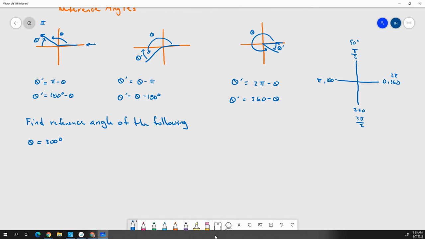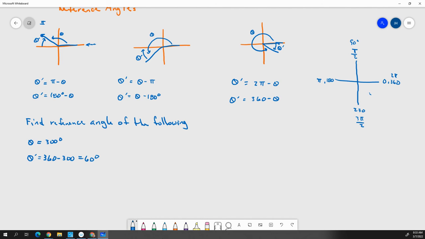If I have 300 degrees, all I need to know is that it's going to fall in here, right? And if it falls in here, I'm going to use this formula. To figure out our theta prime, our reference angle, we are going to use 360 minus theta because it is in degrees. We're going to go 360 minus 300, which equals 60 degrees.